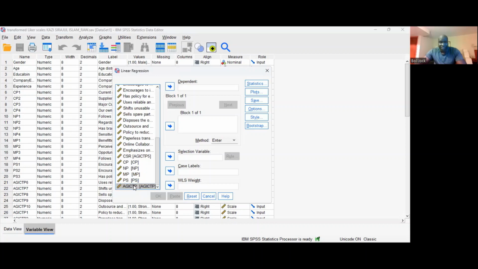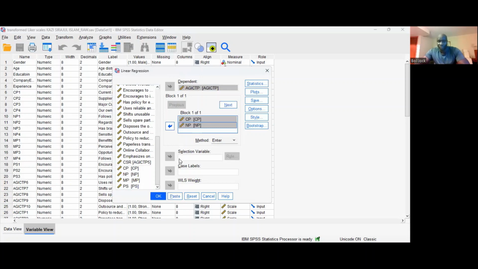For this one, we use the AGICTP as the dependent variable, right? So we'll move it over here. And then we'll use these two as the independent variables, and we'll move them to the independent variable box, all right? Now it's set, and we run the analysis, right?